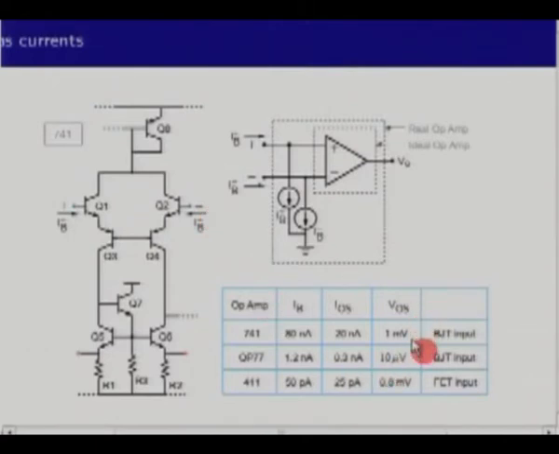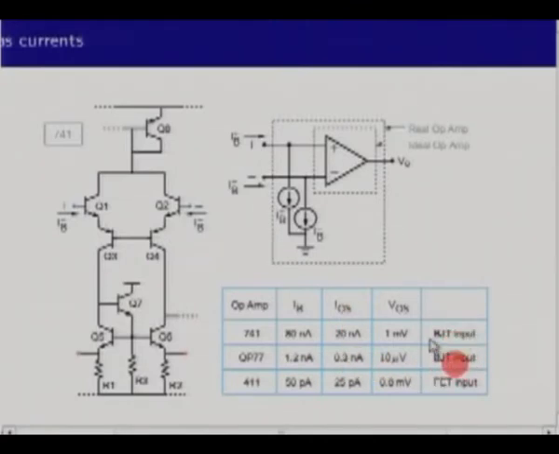Okay. Now, suppose you have an application where you are not satisfied with 1 millivolt, then you can go for a more expensive op amp and higher performance. So this OP77 has got 10 microvolts offset voltage, 1.2 nanoamperes bias current, 0.3 nanoamperes offset current.